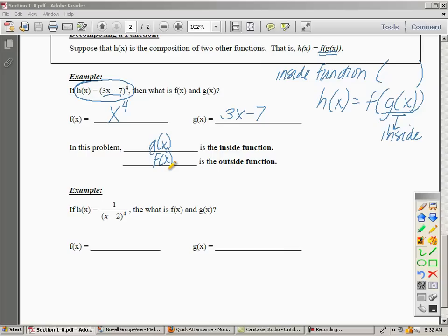Let's try one more just to clarify. Again, g is always going to be the inside, and it's always in parentheses, so g in this case is x minus 2. And instead of the parentheses in my outside function, it originally was an x, so x replaces the parentheses, and the only thing that's left is to the 4th power. And again, I don't want you to think too much into this. I really hope it's that easy for you.